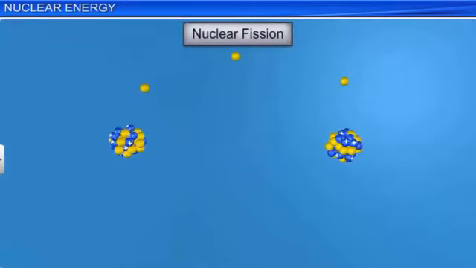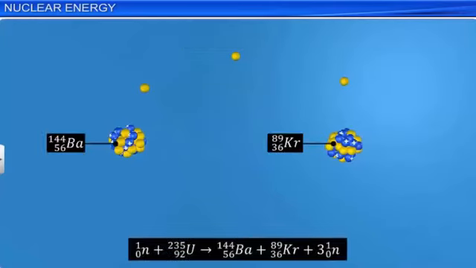Let us look at an example of nuclear fission. When uranium-235 absorbs a neutron, it becomes unstable and undergoes nuclear fission. The fission products are barium-144, krypton-89, and 3 neutrons.